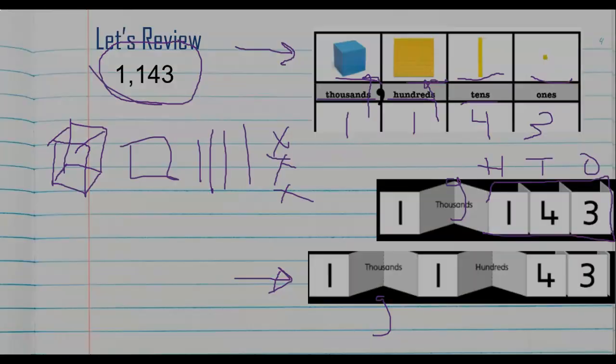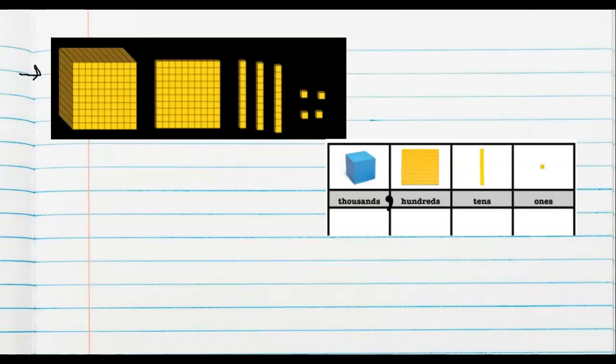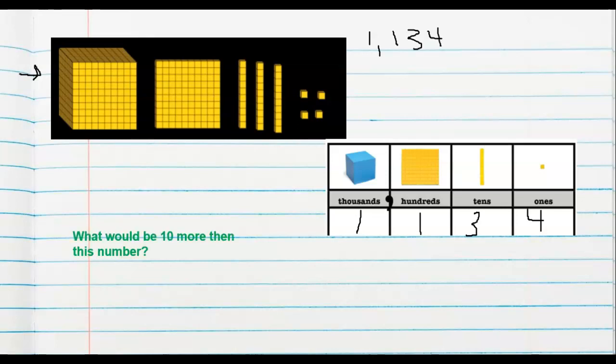So we have 1,143. Okay, so let's look at our place value blocks. What do we have? I'm going to put a 1 in the thousand place because we have a 1,000s block. How many flats do we have? We only have 1, so that's 1,100. How many tens? We have 3, so that's 1,130. And how many ones? 4. So our number is 1,134.